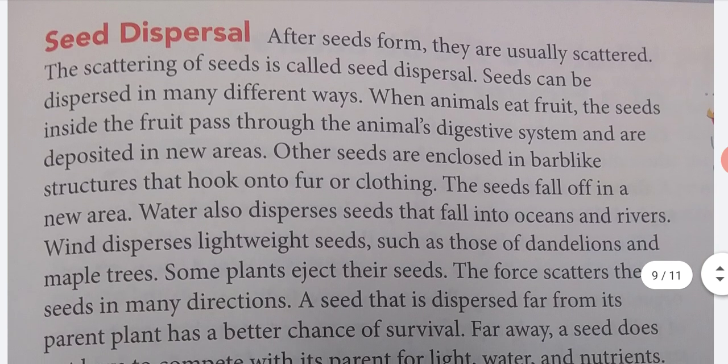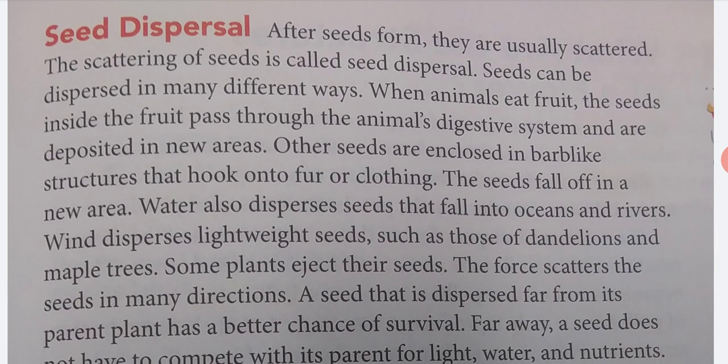Seed dispersal. After seeds form, they are usually scattered. The scattering of seeds is called seed dispersal. Seeds can be dispersed in many different ways. When animals eat fruit, the seeds inside the fruit pass through the animal's digestive system and are deposited in new areas. Other seeds are enclosed in barb-like structures that hook onto fur or clothing. The seeds fall off in a new area.